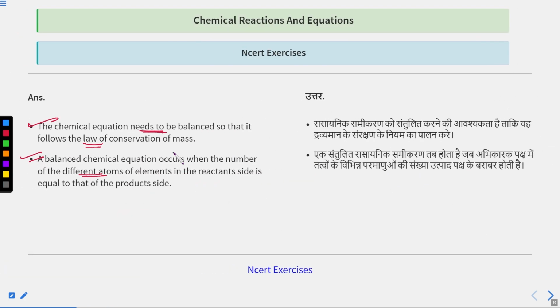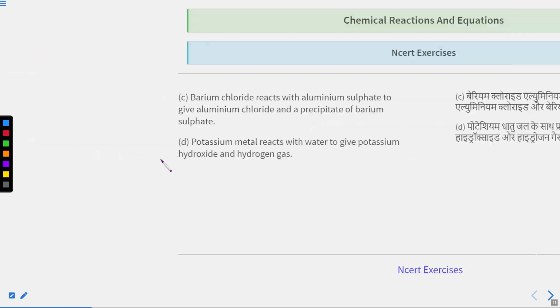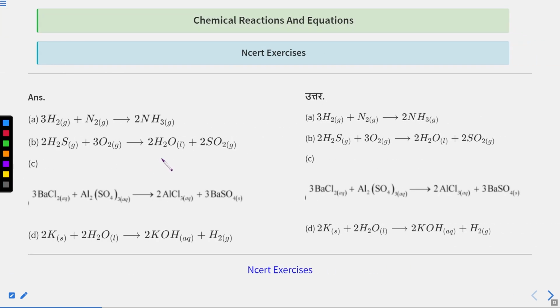I have written here 2H2O, 2H2S plus 3O2. You can see 4 hydrogen, 4 hydrogen, 2 sulfur, 2 sulfur, 6 oxygen and 6 oxygens. 2 plus 4.